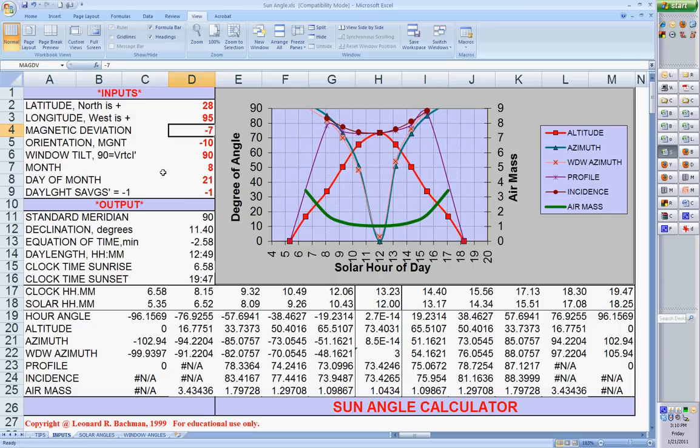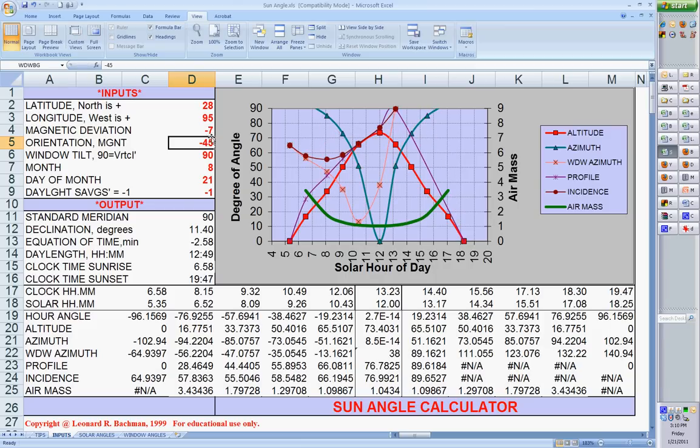This particular window is facing 10 degrees east of south. We could make that 45 degrees east of south, and this assumes magnetic compass reading for the window. If I have a true compass reading, then I would enter 0 for magnetic deviation. So given a magnetic orientation for the window, I need to know the magnetic deviation of the compass to get the correct orientation.